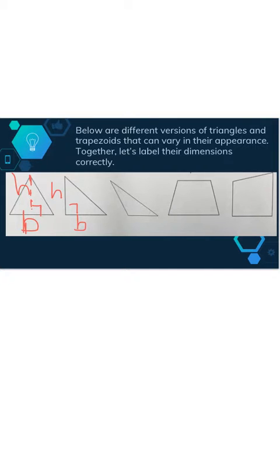When you have an obtuse triangle, you're going to draw the dotted line outside of the triangle to make the right angle. So the base will be on the bottom, and the height will be that dotted line.